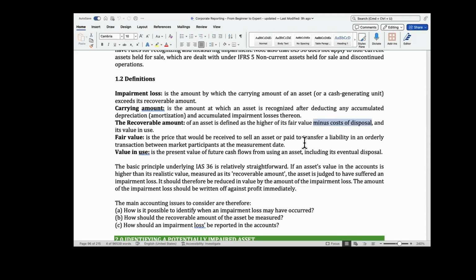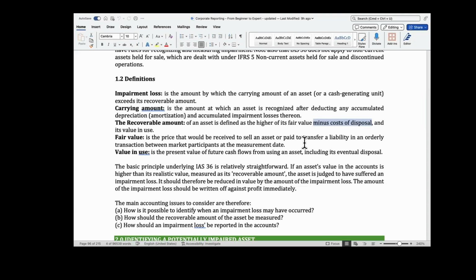What IAS 36 wants to achieve is that whatever amount at which you recognize your asset, it should never be higher than its realistic value. Don't overvalue your asset. And the realistic value, we see it as the recoverable amount. So if the carrying amount is higher than its recoverable amount, then impair the asset. And that impairment means that you're going to write off that excess to P&L.